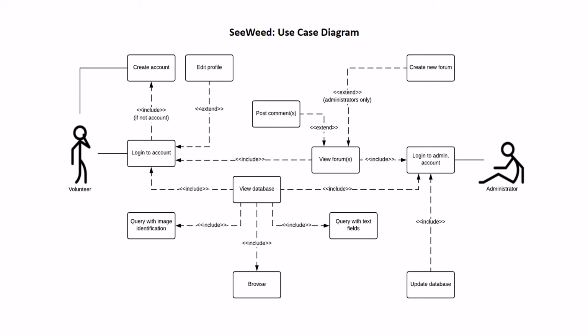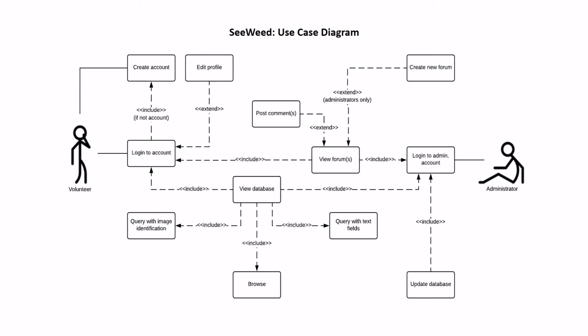Unlike other apps that are limited to common weed types, the SeeWeed app has been designed to allow authorised users to add less common weeds to the database. The following use case diagram illustrates how this is done. An administrator firstly logs into their account and then updates the database by adding the name of the weed, an image of the weed, and a short description of how it can be managed. There is also the option for retraining the image classification model by adding multiple images of the weed's leaves.